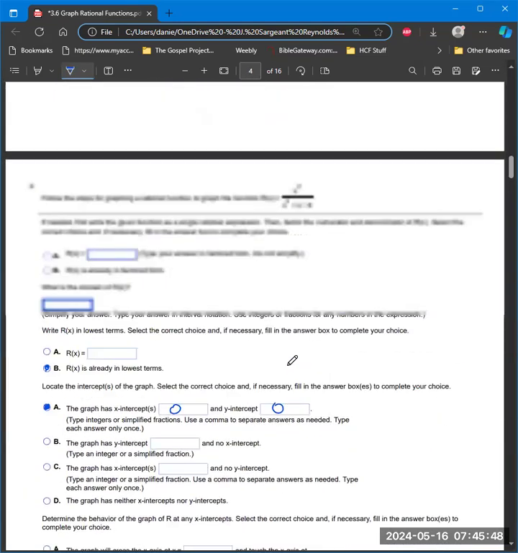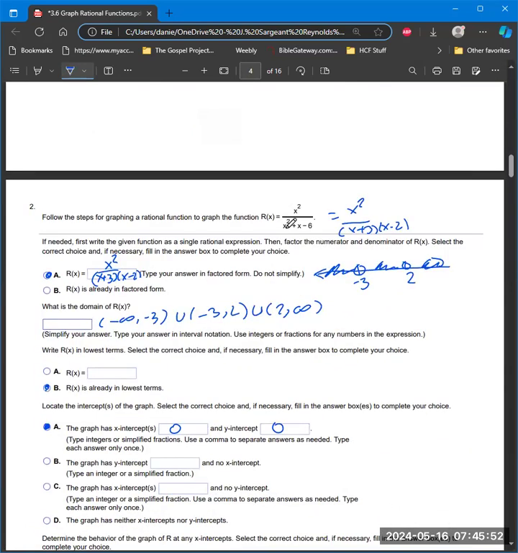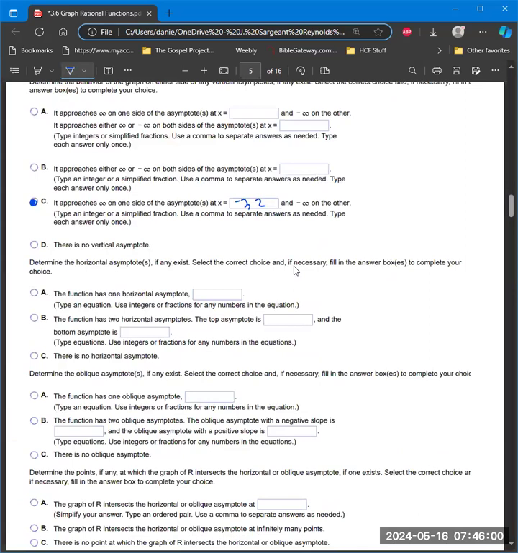Horizontal asymptote. The degree of the top and the degree of the bottom match each other. So look at the leading coefficients here. 1/1 is 1. That's one horizontal asymptote at y equals 1. That means that there's no oblique asymptote since there's a horizontal asymptote.